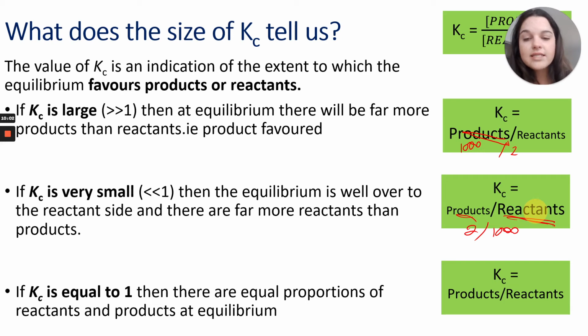If I've got Kc equal to 1, then that's telling me that at equilibrium I've got the exact same concentrations of products and reactants, which is not normally the case. So it's either going to be a lot bigger than 1 or a lot less than 1.